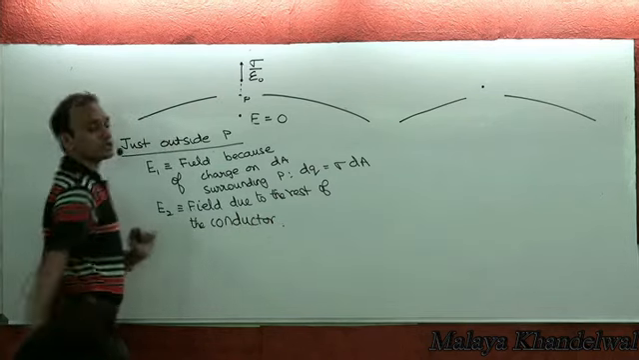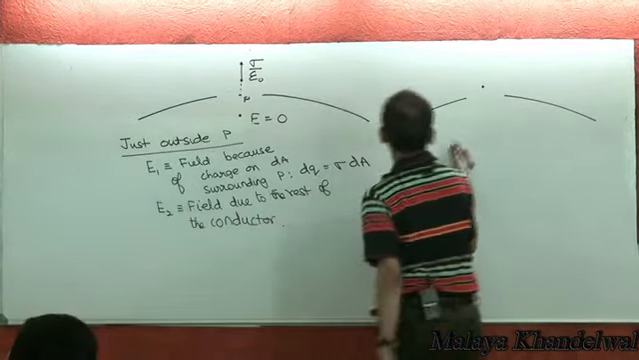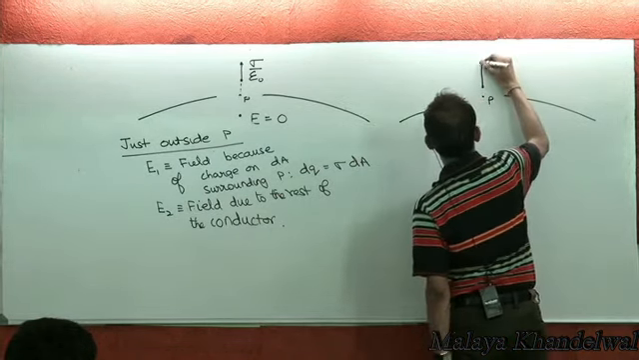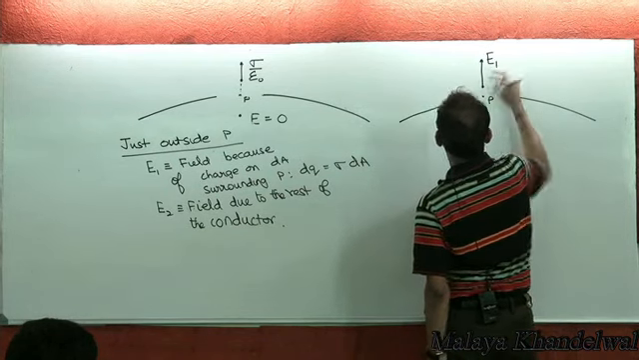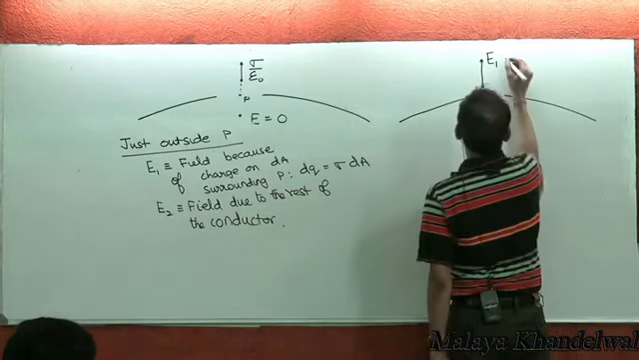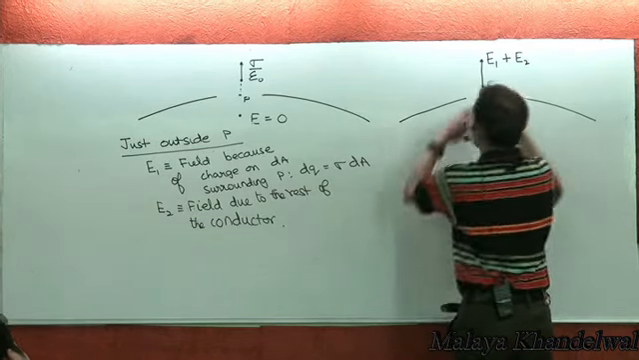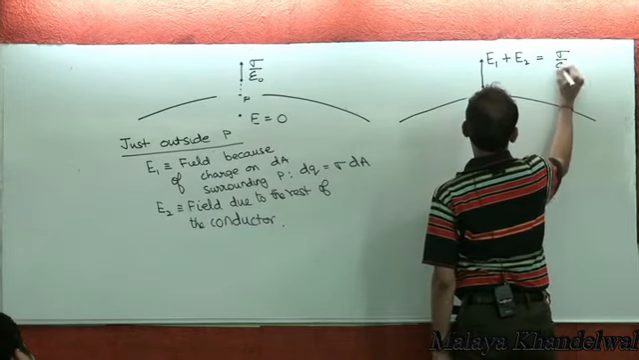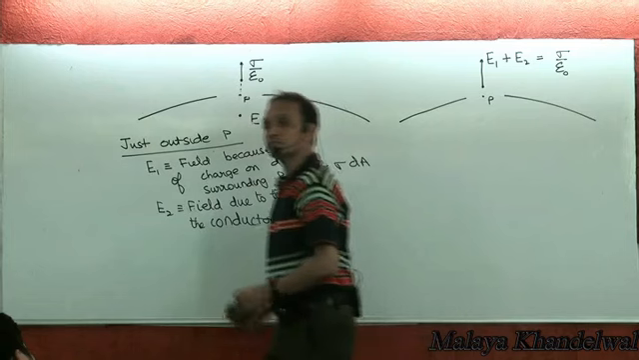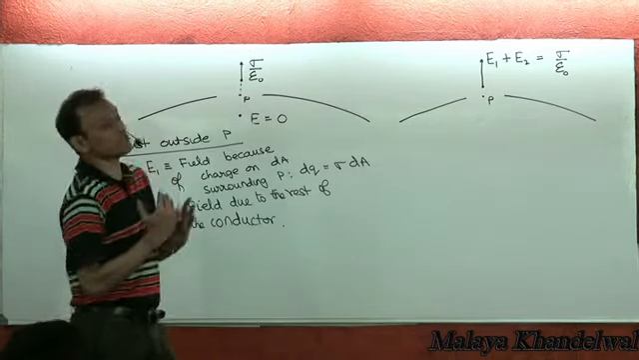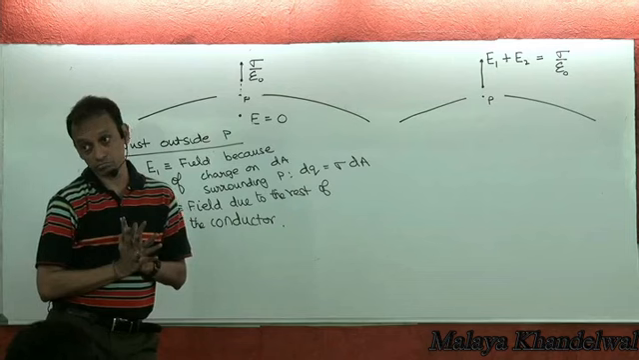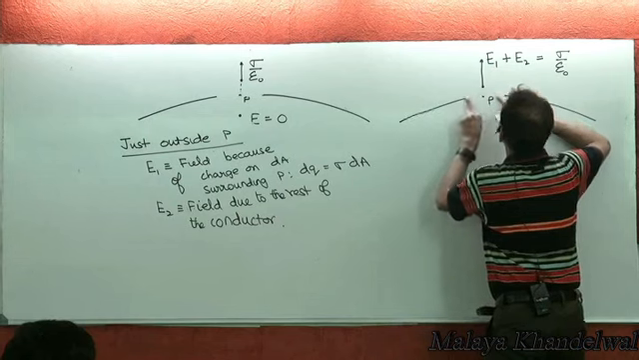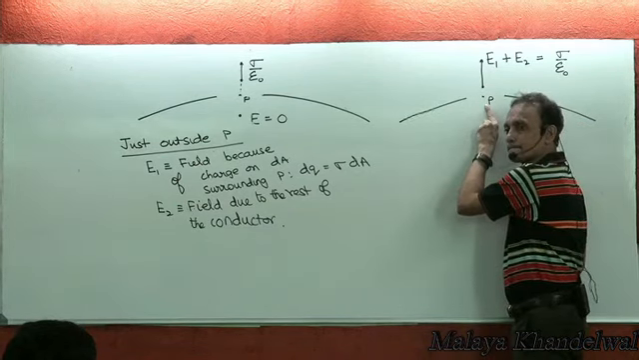The field because of the rest of the conductor is E2. Yes or no? So just outside P, the electric field is E1 because of the charge on this dA plus E2 because of the charge on the rest of the conductor, and this must add up to sigma by epsilon. That's the net electric field just outside the conductor, just outside P, right? Yes or no? E1 is because of the small charge element at P.